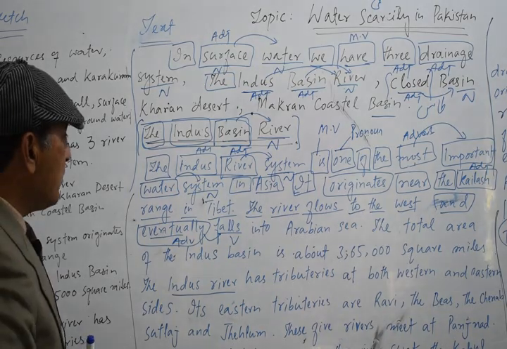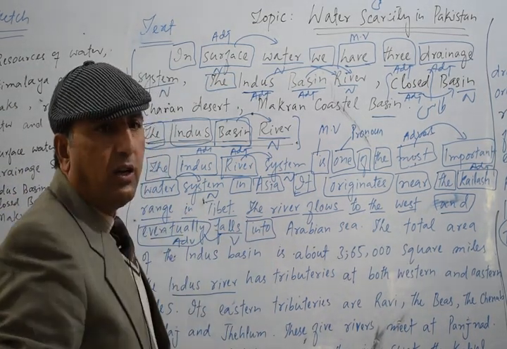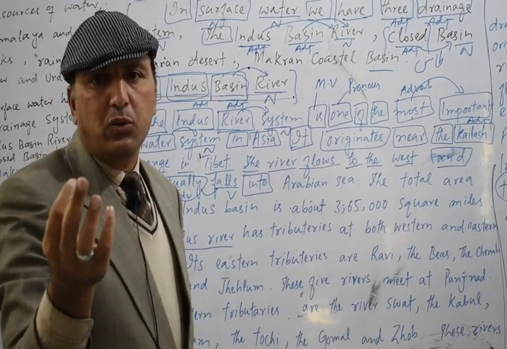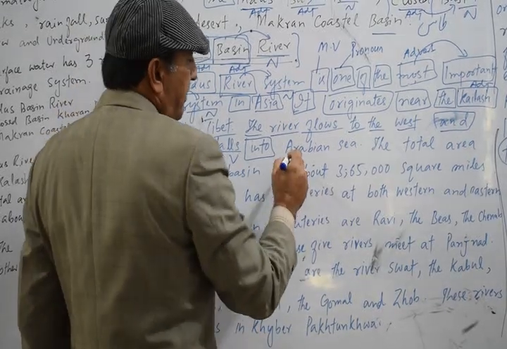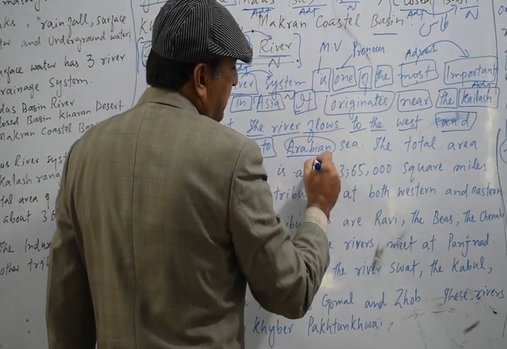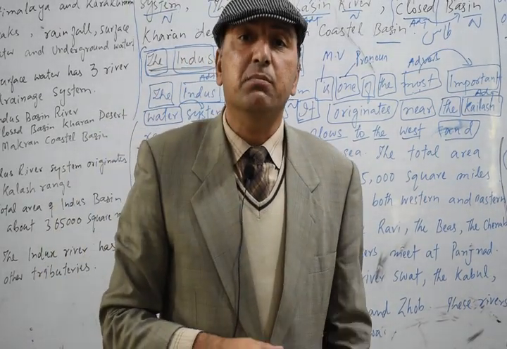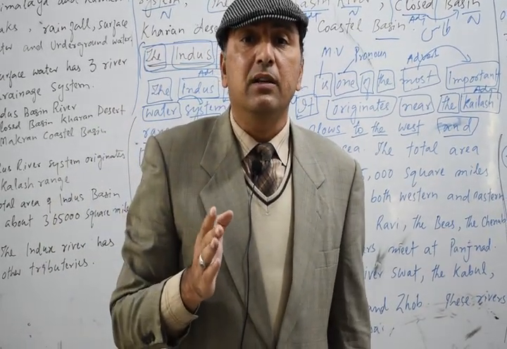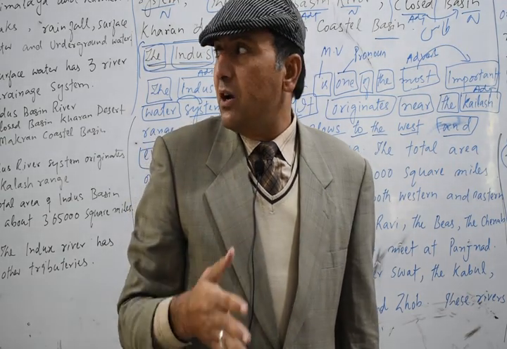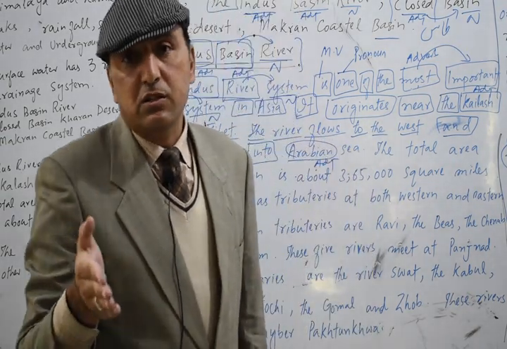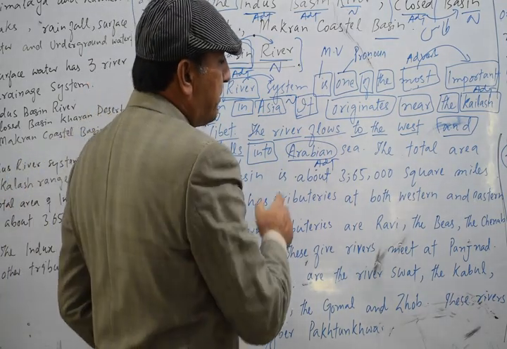Okay, the next word we have is into. Into is basically a preposition. It is a combination of two words, in and to. So we call it a double preposition. Arabian is an adjective. Arabian is a proper adjective because it is made of the proper noun Arab. Any adjective which is made of a proper noun, we call a proper adjective. So Arabian is a proper adjective.